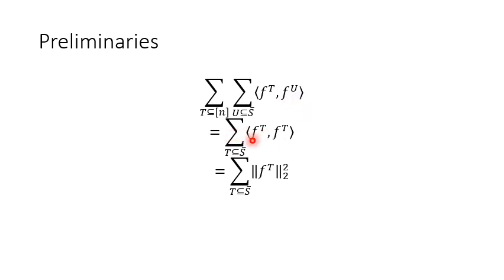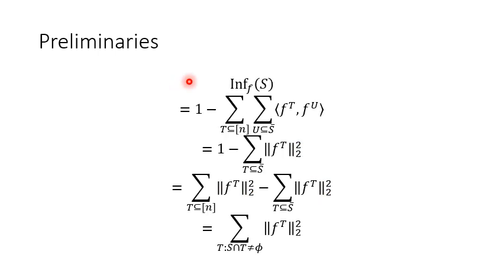And then the inner product between a function and itself is just its squared norm. So we can just switch this up with the squared norm. So again, we have the influence. We have shown that it is equal to this expression, and that this sum of inner products is equal to this sum of squared norms. So now we have this expression. Because of Parseval's theorem and the fact that f is pure valued, we know that this sum is equal to 1. So now we've got this expression.